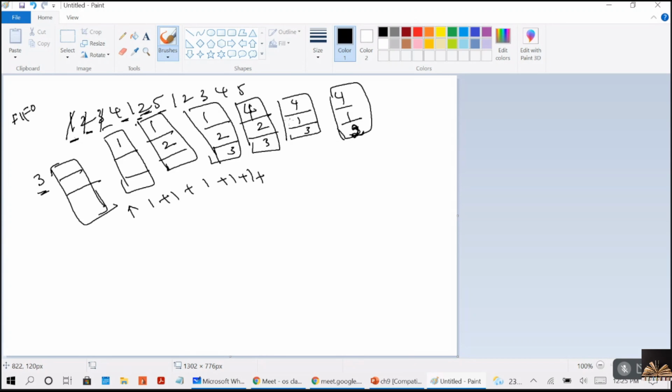Now 5. 5 is not there. So what has to be replaced? 4 is replaced with 5. One more page fault. So 5, 1, 2. Now it is asking for 1. 1 is already there, so no page fault. Now it is asking for 2. 2 is already there, no page fault. Now it is asking for 5. Which has to be replaced?